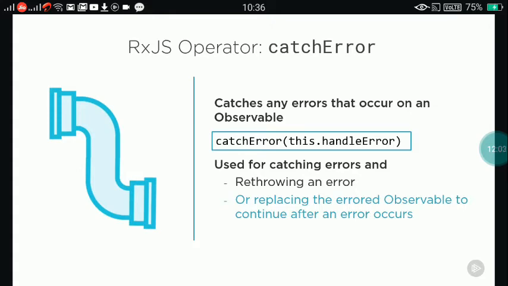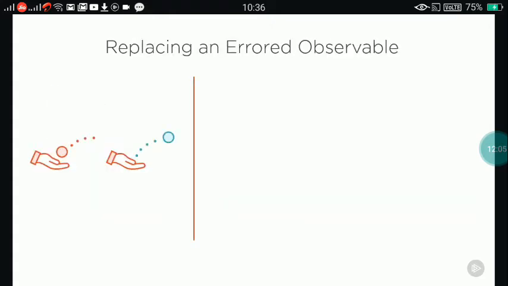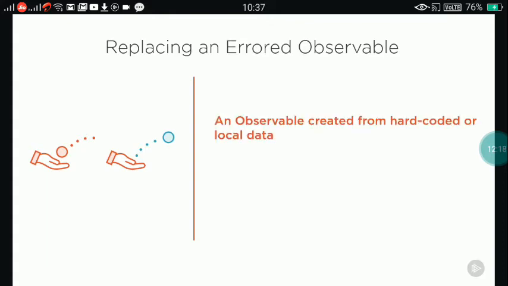Let's examine the catch and replace strategy first. The catch and replace strategy involves catching the error and replacing the errored observable with a new observable. What do we replace the errored observable with? Depending on the error in the observable, we could return an observable created from hard-coded data or data stored locally for the user. For example, if the application uses local storage to store a list of items, the stored list could be used if an error occurs retrieving the current list of items.